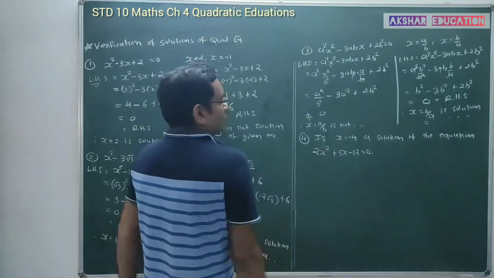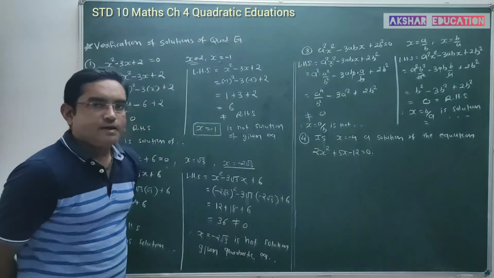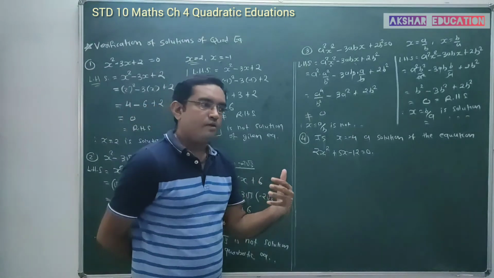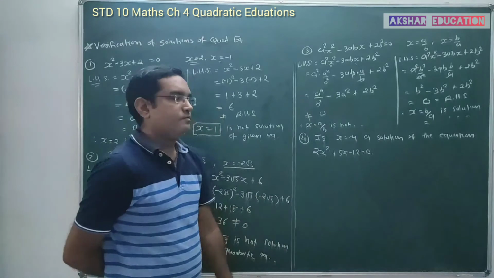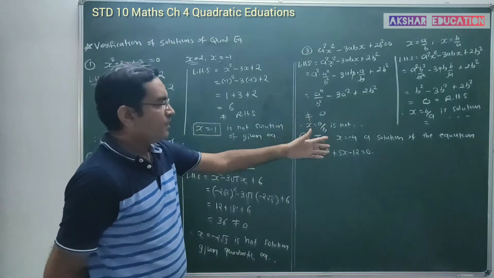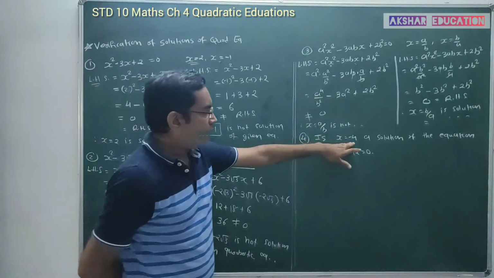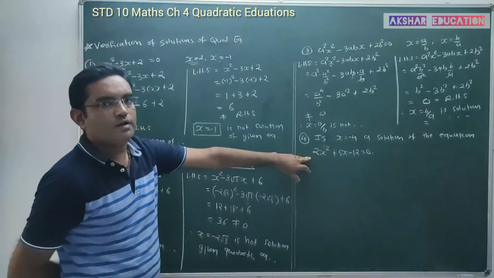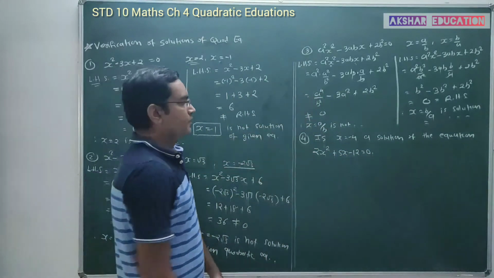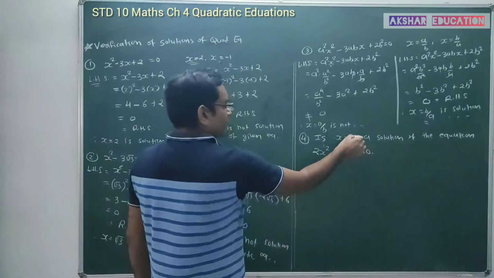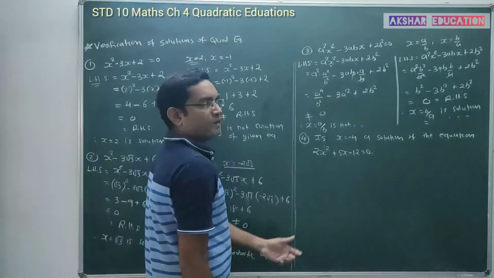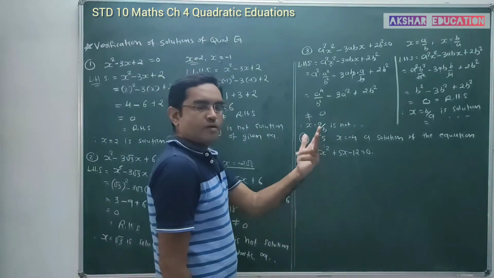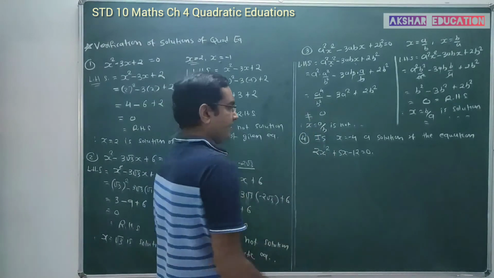So here the same method is there, but the way in which the question is put is different. Here you have to check. It is given that x equal to minus 4 is the solution of this given equation. So we have to put this value of x equal to minus 4 in this equation and check whether it is satisfied or not. For the equation to be satisfied, the left hand side must be equal to its right hand side.